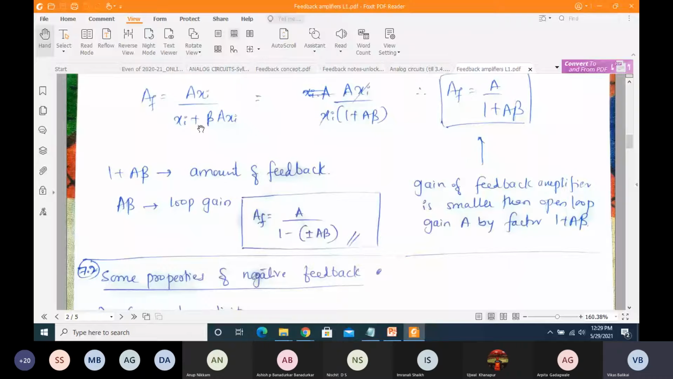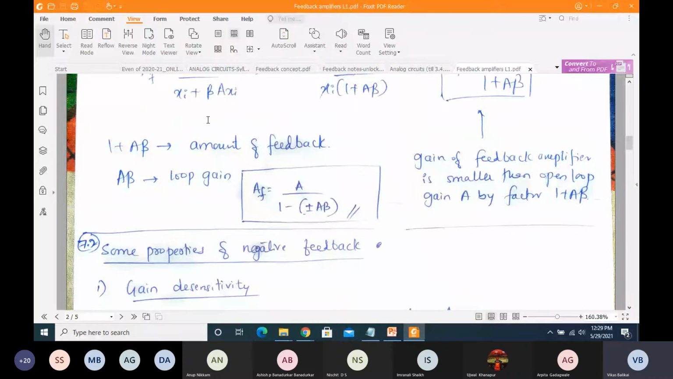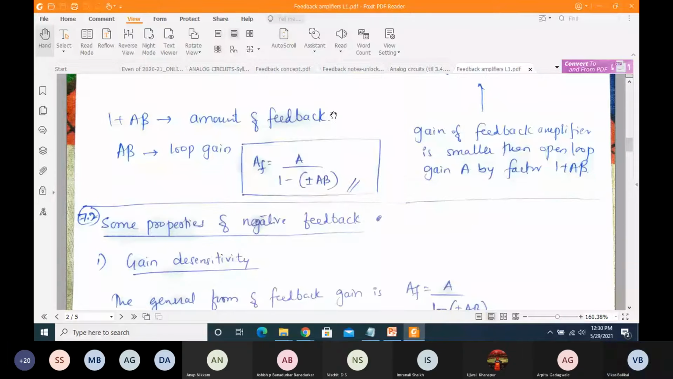So this should be minus. Once I do that, finally I'm going to get AF equal to A divided by 1 plus A beta. This is what exactly we did in all our previous exercises, where we obtained that feedback term A divided by 1 plus A beta. So if the feedback is negative, then we are going to use it as an amplifier. If the feedback is positive, we're going to consider it for the oscillator.